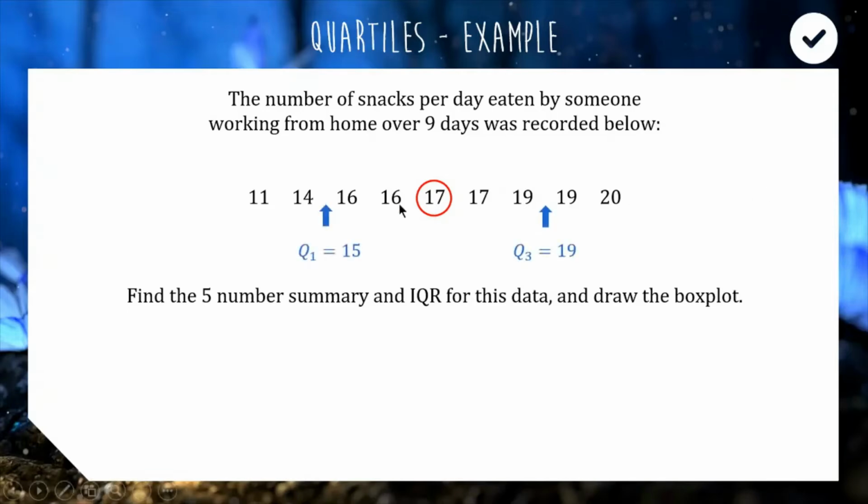All right, we call this the first quartile. The median is called the second quartile, and this is called the third quartile. The fourth quartile will just be the top of the data set.